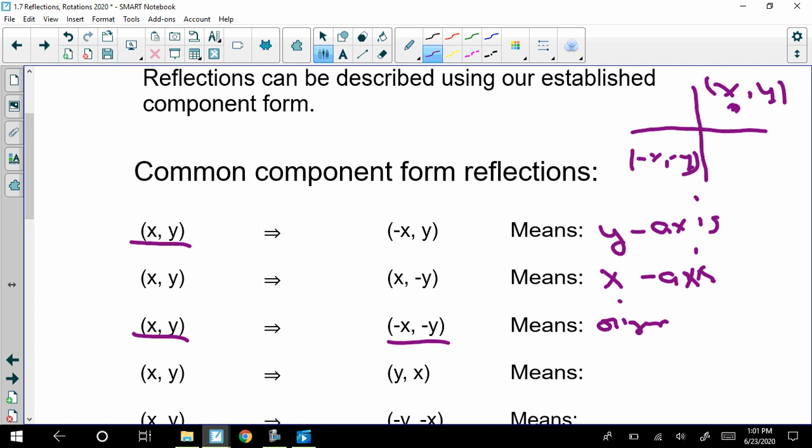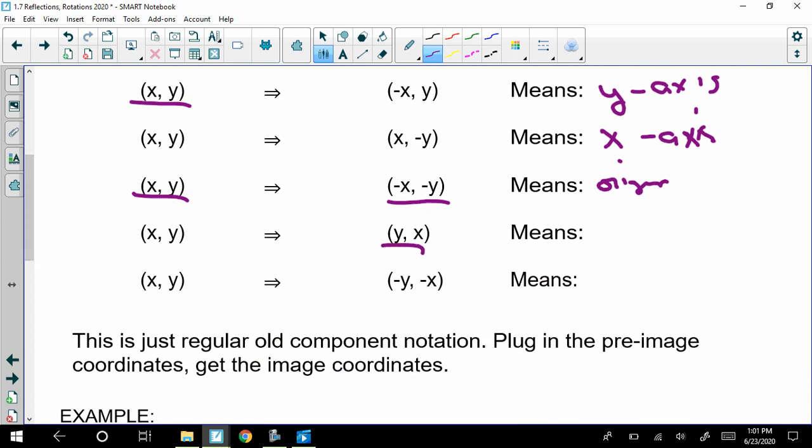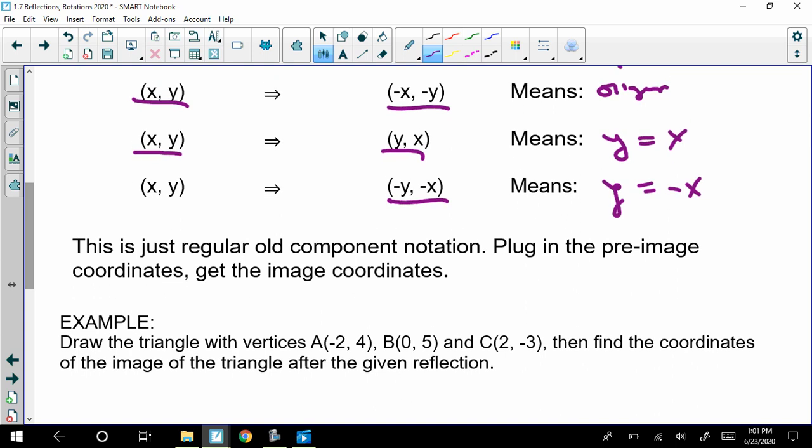Now, what about x and y flipping? x and y flipping means that we're reflecting over the line y equals x. And if they flip and change the sign, we're reflecting over y equals negative x. So just plug in the coordinates and get the coordinates out of it. That's all you have to do.